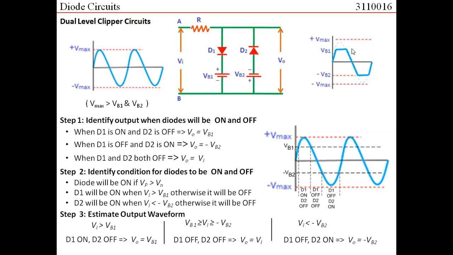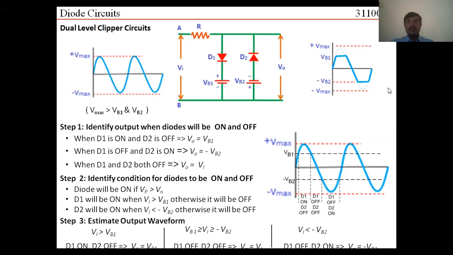If the value of the input is between minus VB2 and VB1, you would get it in the output. But if the input has a value which is less than minus VB2 or higher than VB1, then it gets clipped, right? So we identify that the upper portion is also clipped, the lower portion is also clipped, and hence the name given is dual level clipper. Right? So with this, we cover almost all the varieties that we have in case of clipper circuits.